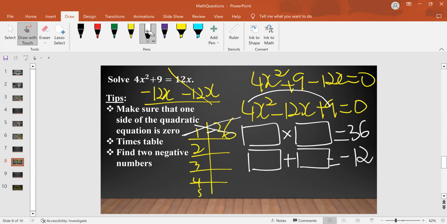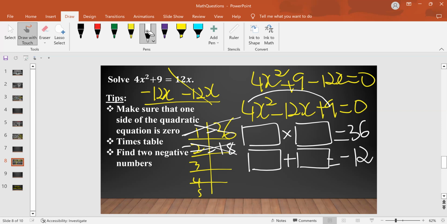We check with a 2. 2 multiplied by what number gives you 36? 2 multiplied by 18. But we say that the two numbers will be negative. So -2 and -18. So -2 multiplied by -18 gives you what? Positive 36. But if you add -2 to -18, that gives you what? -20, which is not the case here. So it doesn't work.